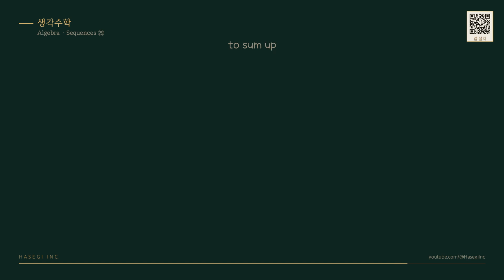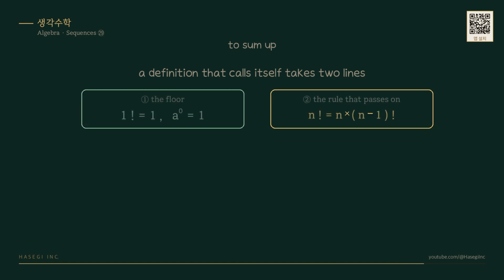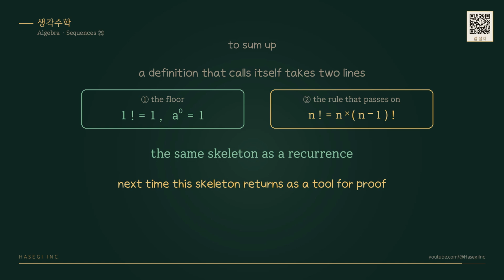To sum up, a definition that calls itself takes only 2 lines. One line is the floor, the other passes each step to the next. Factorials and powers are both built exactly by those 2 lines. It is the same skeleton as a recurrence with its starting point and its rule. And next time that skeleton comes back as a tool for proving things.